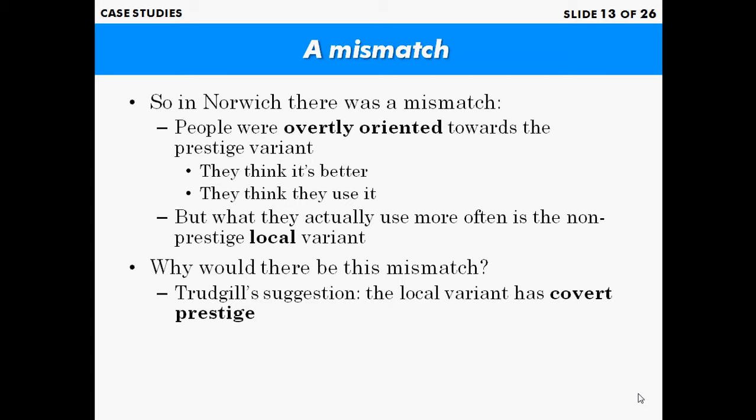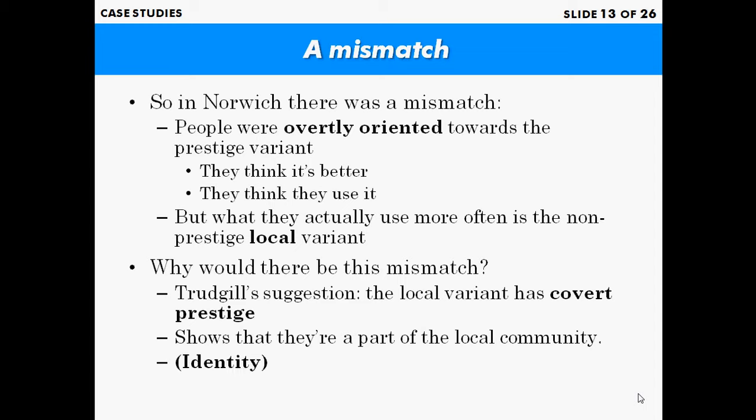Well, what Trudgill suggested was the local variant has covert prestige. Right? It isn't considered the prestige variant, but by using it, it shows that you're part of the local community. Right? So this goes back to the idea of identity. Right? People in Norwich say "tune" rather than "tyune", not because it's formally prestigious to say "tune", but because if you say "tune", that shows that you're part of the community.